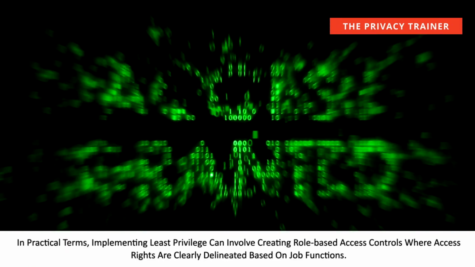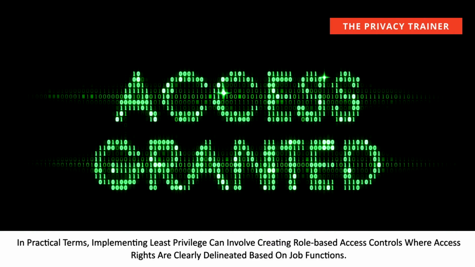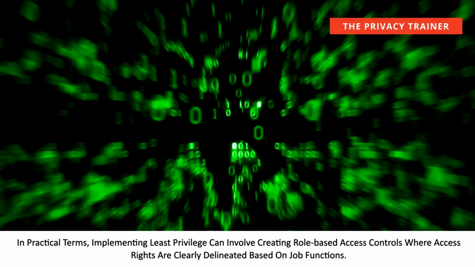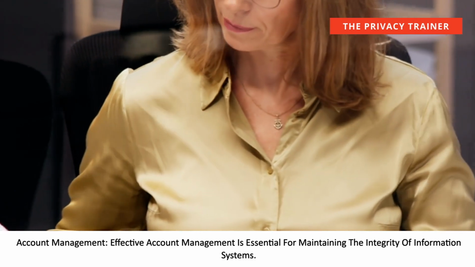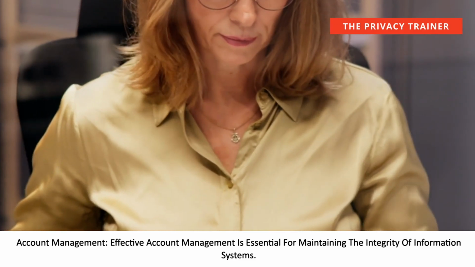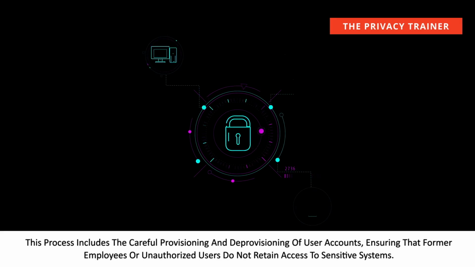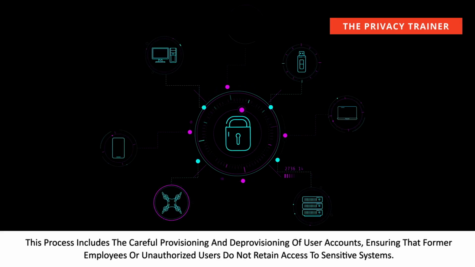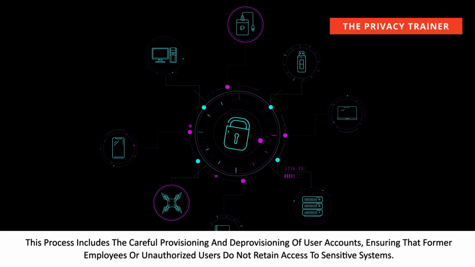In practical terms, implementing least privilege can involve creating role-based access controls where access rights are clearly delineated based on job functions. Account management. Effective account management is essential for maintaining the integrity of information systems. This process includes the careful provisioning and deprovisioning of user accounts, ensuring that former employees or unauthorized users do not retain access to sensitive systems.